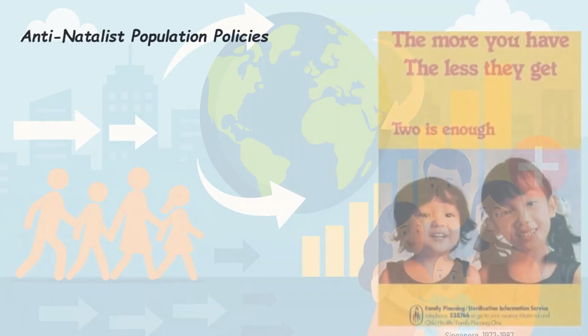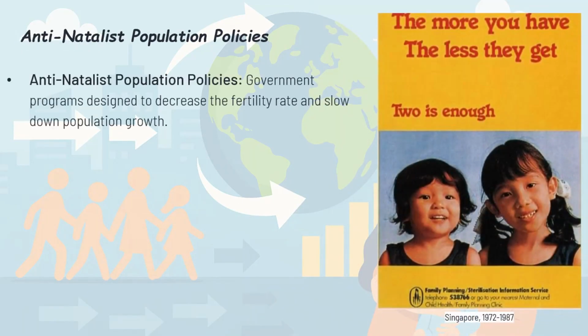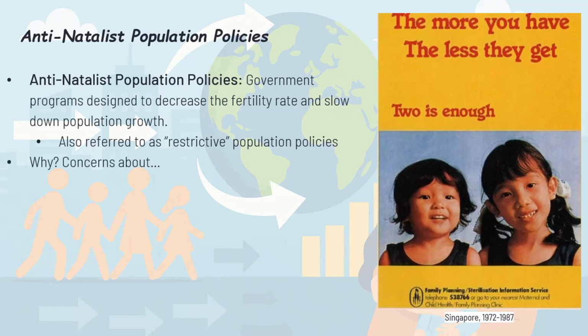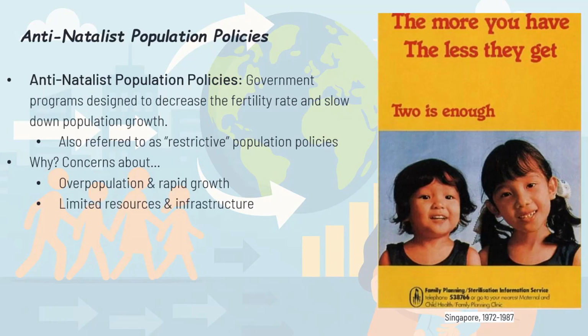It's time to flip the script. If pro-natalist policies are all about more babies, more problems, then anti-natalist policies are like, please stop, we're running out of room. These are government programs designed to slow down population growth by lowering birth rates. Basically, instead of saying, have kids for the nation, they're like, maybe chill with that for a bit. They're also called restrictive population policies because they restrict how fast the population grows. Governments roll these out when they're worried about overpopulation, limited resources, or the risk of famine. You know things are serious when the slogan is basically, two is enough.